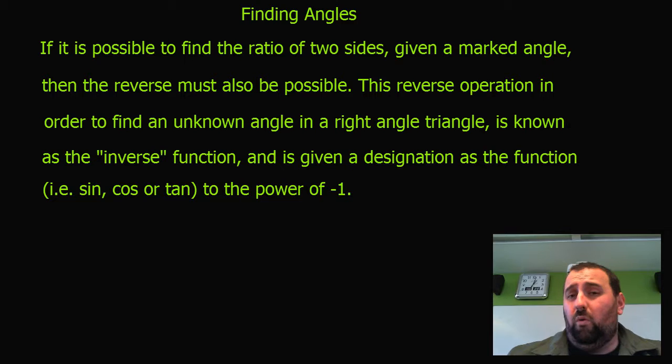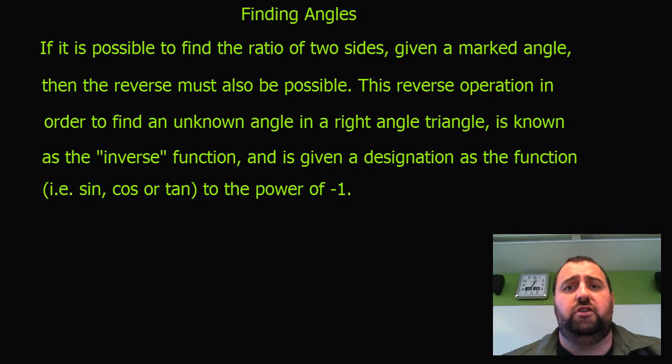Now, what we do is we actually use what's known as an inverse function. So an inverse function is like the opposite. So the inverse of adding is subtracting. The inverse of multiplication is division. Now for sine, cos and tan, we don't really have a name for the inverse function, so we call it inverse sine, inverse cos, or inverse tan. And the way we write it is sin, cos or tan with the power of -1.